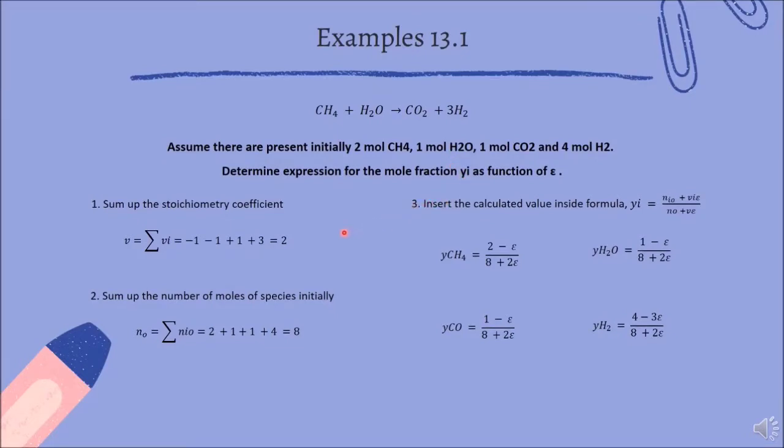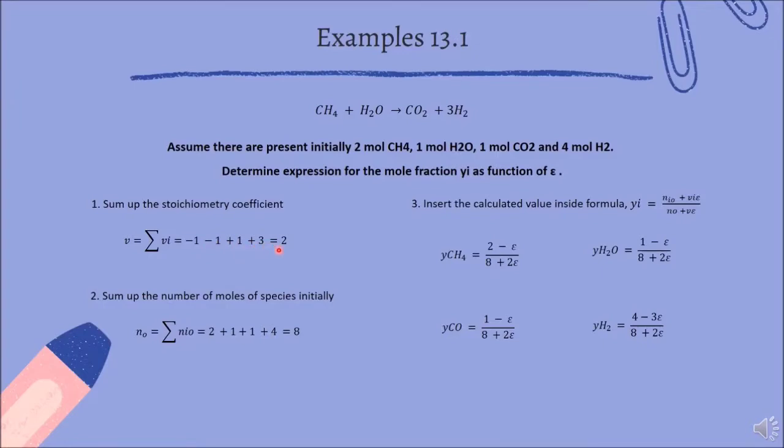So for the first step, what we're going to do is sum up the stoichiometric coefficients. From the reaction equation, for CH4 the coefficient is 1, and for H2 also the coefficient is 1. But for the reactant, the sign of the coefficient is negative, and for the product, the sign is positive. So we sum up negative 1 plus 1 plus 3, equal to 2.